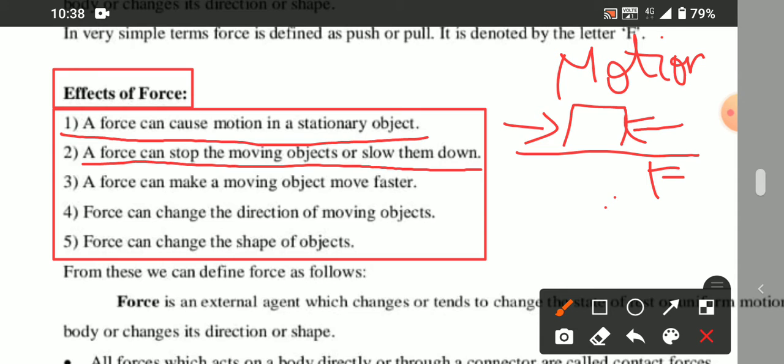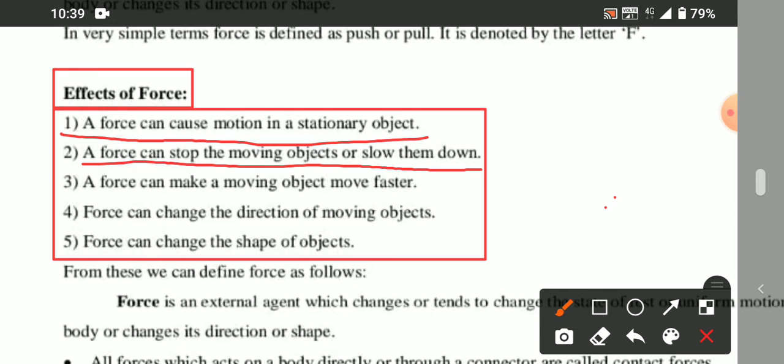A force can stop a moving object, or otherwise it can slow it down also. If the force applied is less than the speed of the box, it may slow down. If we apply more than the speed of the box, it may stop. That is the meaning of this second point.